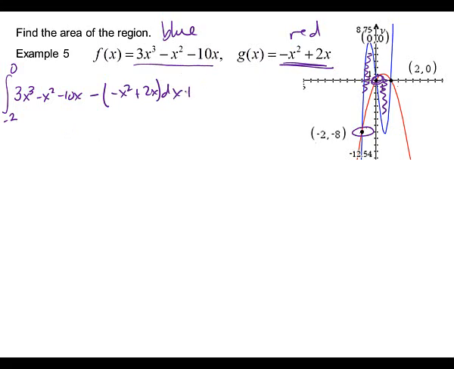And then we're going to add it to the other region. Yeah, it's going to be long and ugly. Okay, we're going to make it less ugly here in a minute.